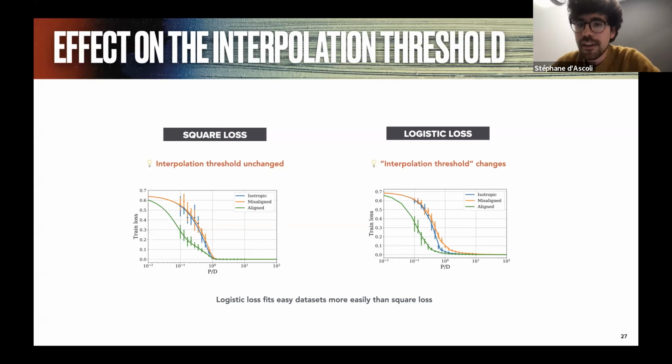And this turns out not to be the case if you consider logistic loss. For logistic loss, you can't really define an interpolation threshold because the training loss is never strictly 0. But if you look at the point at which it reaches the plateau, it's much earlier for the aligned scenario, which means that you manage to overfit much quicker for the aligned scenario with the logistic loss. And so you can see here that logistic loss helps you fit easy data sets more easily, whereas the square loss has as much difficulty for the 3 types of data.